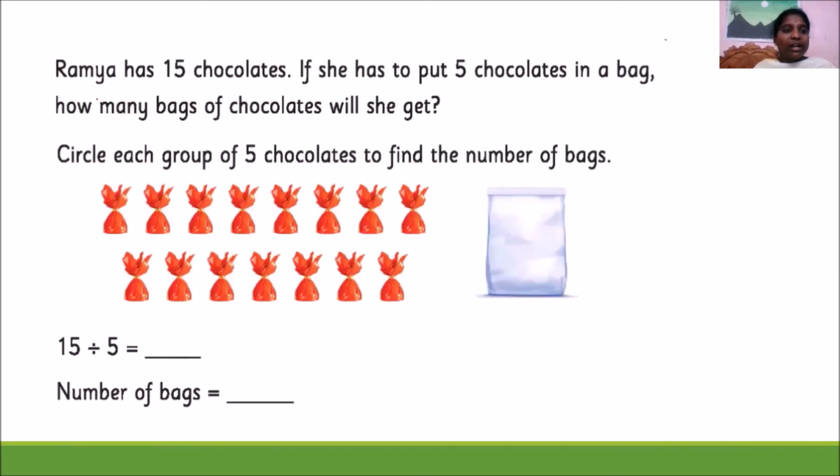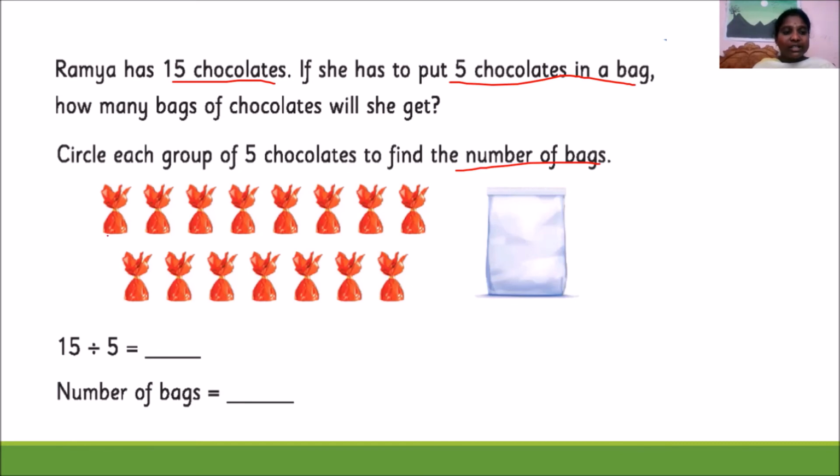Next, Ramya has 15 chocolates. If she has to put 5 chocolates in a bag, how many bags of chocolates will she get? Circle each group of 5 chocolates to find the number of bags. Here the total number of chocolates is 15. What are we going to do? We are going to group the 5 chocolates in a single group.